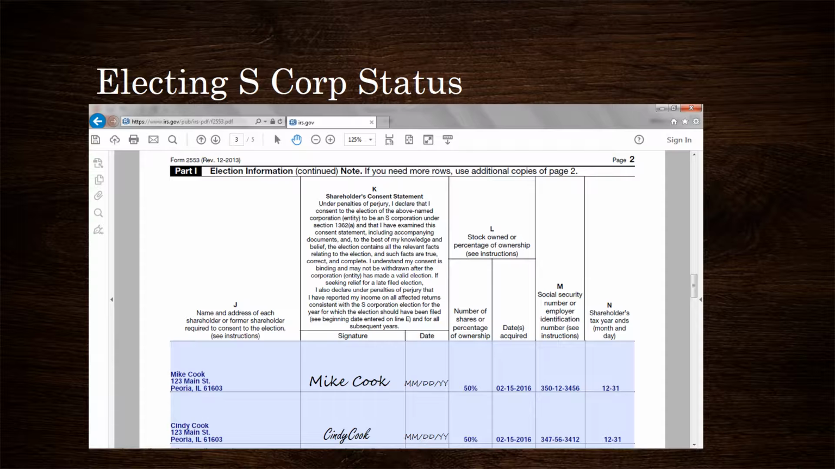On page 2, in Box J, they would indicate the name and address of all of the shareholders of the corporation. Box L indicates each shareholder's respective share of the outstanding stock and the date when they acquired the stock. Box M has the shareholder's Social Security number, or EIN, and Box N shows the month and day of their tax year. Box K is used for the shareholders or officers to sign, indicating their consent to be treated as an S corporation.